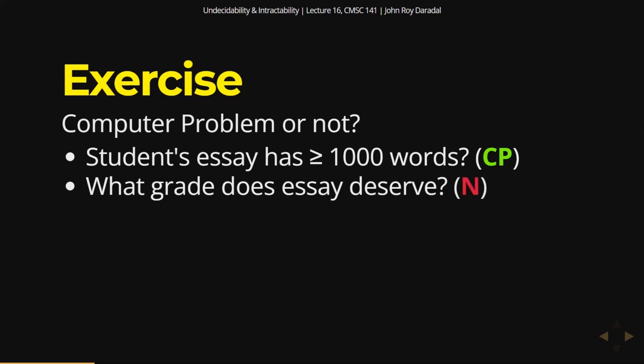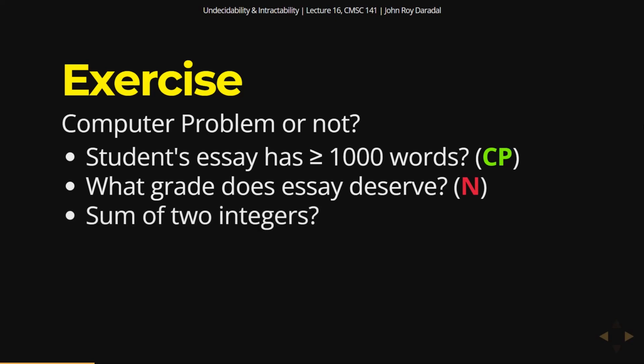Well, it's not, because this is a subjective problem. One teacher might give it a grade of 90, the other could give it a grade of 75. So it really varies from person to person. So a computer also cannot determine what grade the essay deserves.